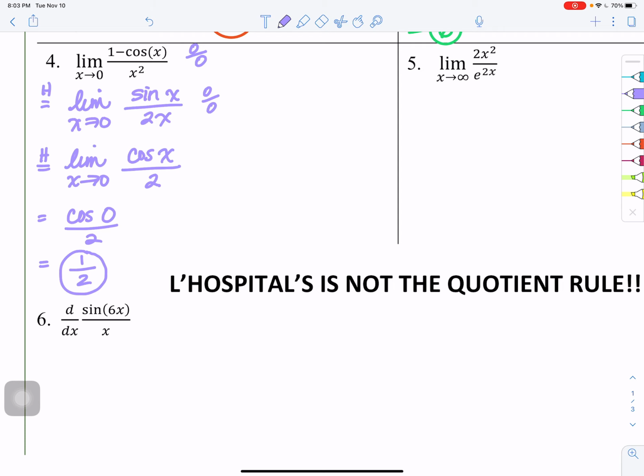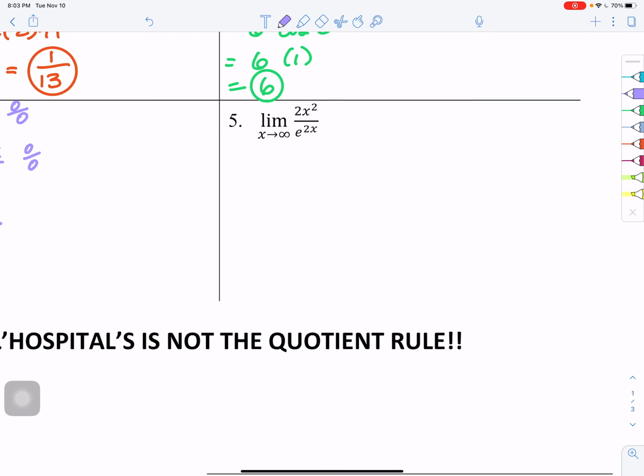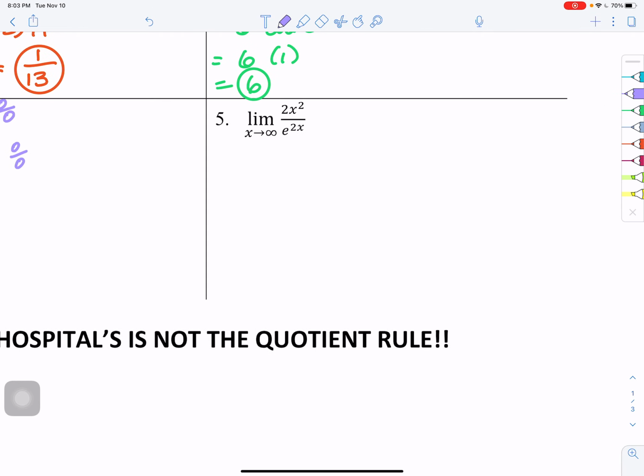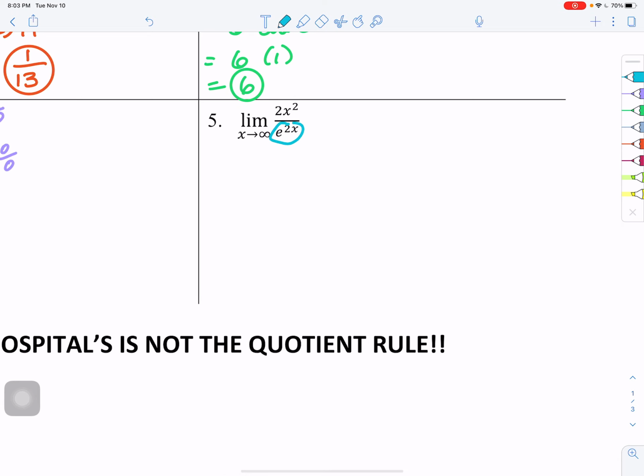Okay. Let's try number 5. So I'm going to tell you, we used to peek at this, and we used to be able to say that this limit is 0. I don't know if you remember that, but this exponential grows very fast. The denominator grows faster than the numerator. This is a polynomial, so it'll be something, but it won't grow near as fast. So anything over infinity is going to be equal to 0.